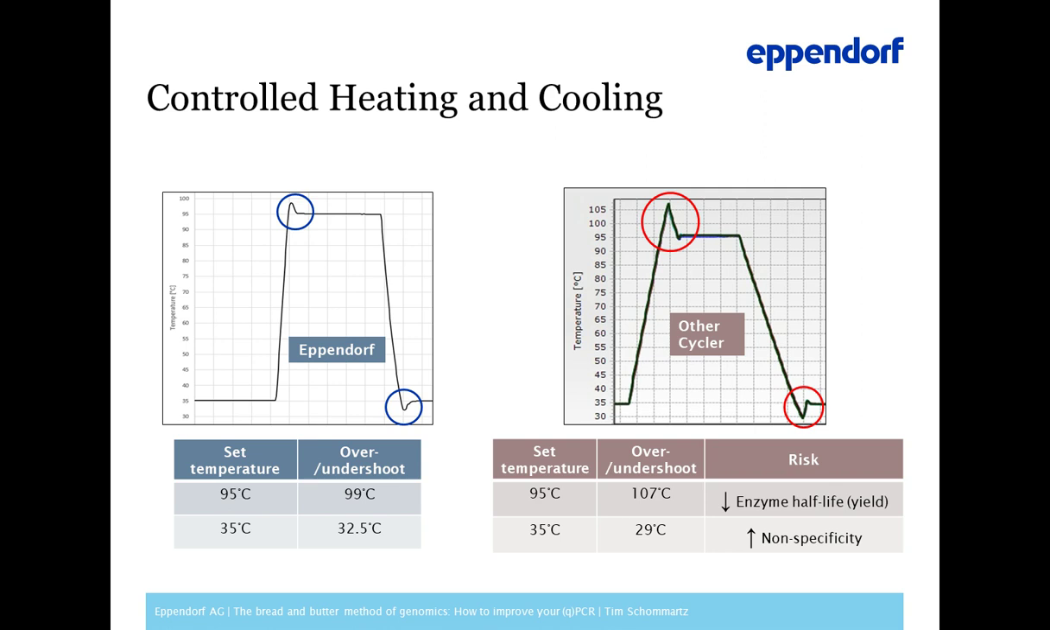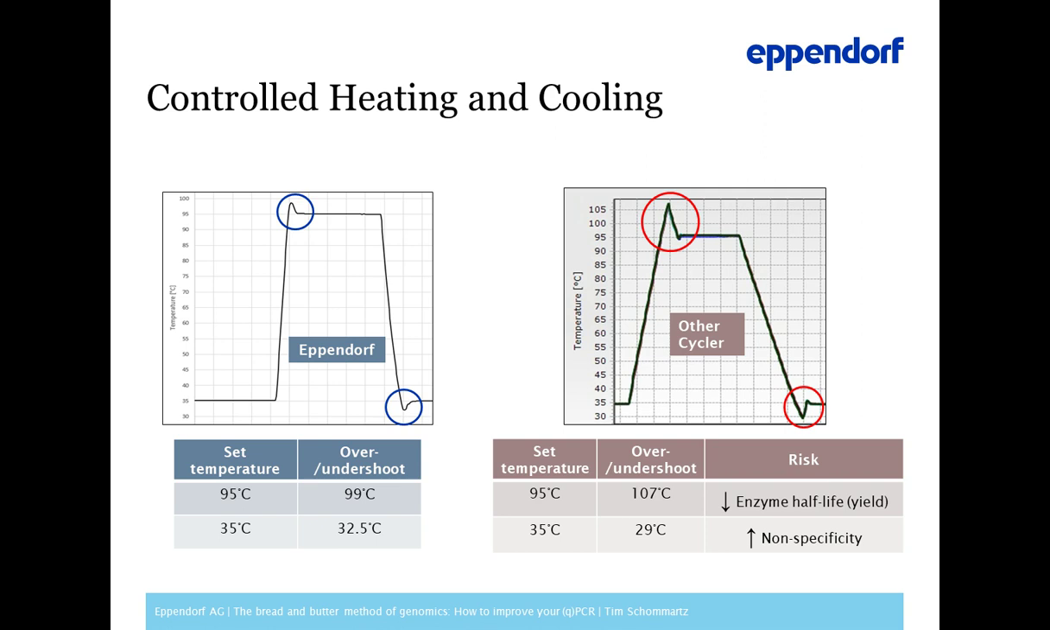The second thing is controlled heating and cooling. If we talk about the ramping, if you reach a certain level, we talk about a temperature over- and undershoot. As a comparison, on the left-hand side you can see an Eppendorf cycler, on the right-hand side another cycler. If we want to heat the cycler to a temperature of 95 degrees, the Eppendorf cycler only has a very small overshoot to about 99 degrees, whereas the other cycler has a heavy overshoot to 107 degrees. This will drastically decrease your enzyme half-life, and by that reduce your yield. At the same time, during the cooling, you can have an undershoot.